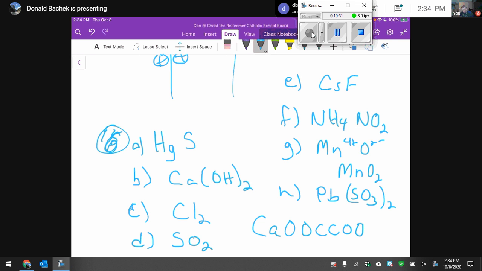2 plus, 2 minus, swap, drop, reduce. Yes? Good? Give me a nod. Yes. Careful with the last one. There's a potential for a lot of mistakes there.